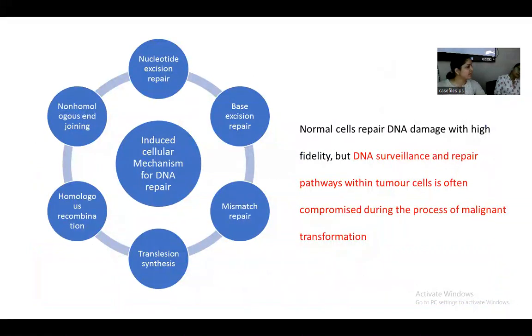Now, in a normal cell, there are certain induced cellular mechanisms for the DNA repair whenever any damage occurs. It includes nucleotide excision repair, base excision repair, homologous recombination, non-homologous end joining, mismatch repair, etc. So normal cells, when they are damaged, repair with high fidelity. But in the tumor cells, DNA surveillance and repair pathway is often compromised during the formation of the malignant transformation, and they ultimately go into apoptosis.